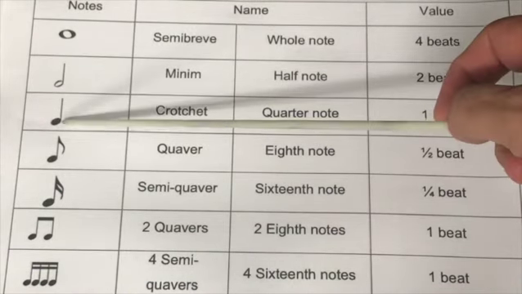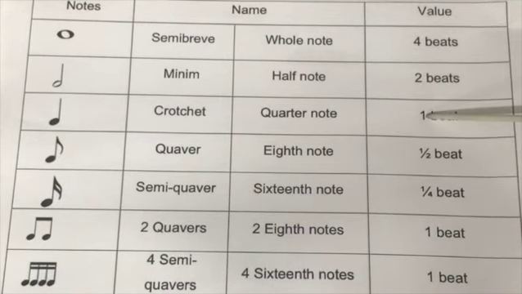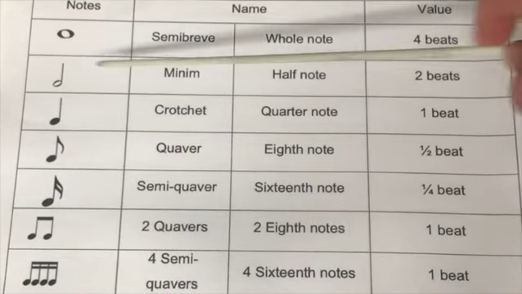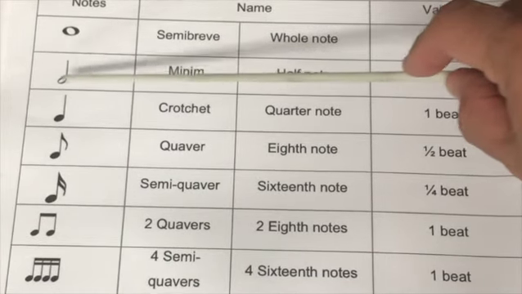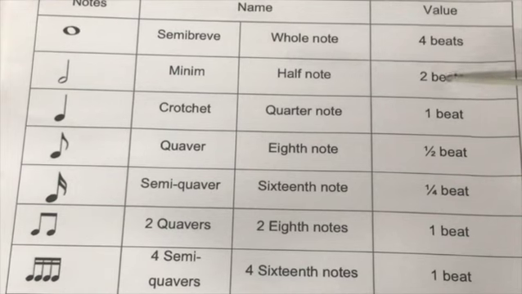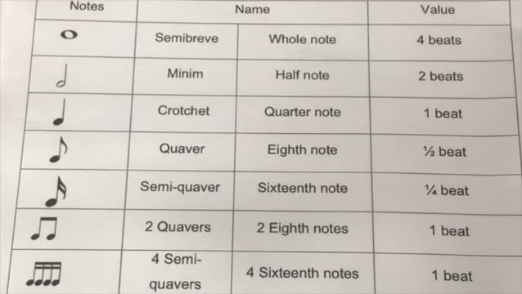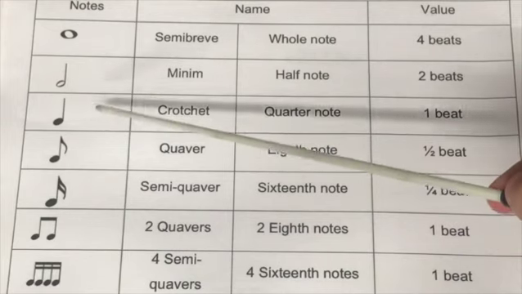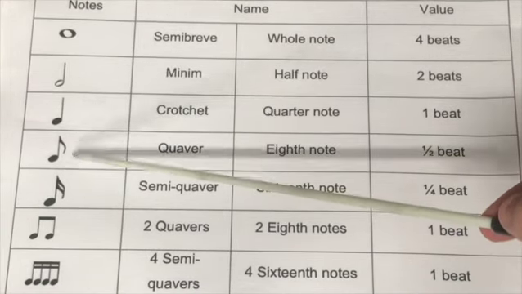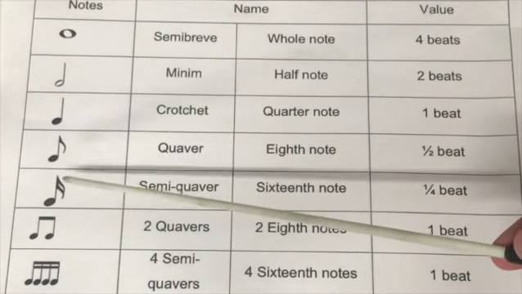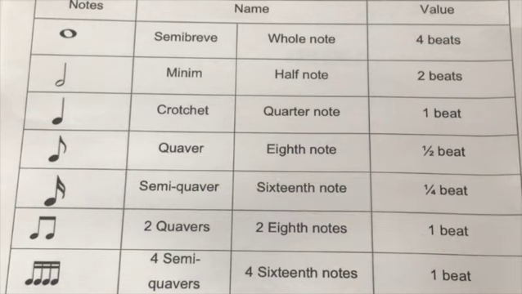The crotchet, we would need two crotchets, two times one, to give the minim. The minim, we would need two minims, side by side, two beats each, two plus two equals four. So two minims equal the semibreve. Two crotchets equals one minim. Two quavers equals a crotchet. Two semi-quavers equals a quaver.